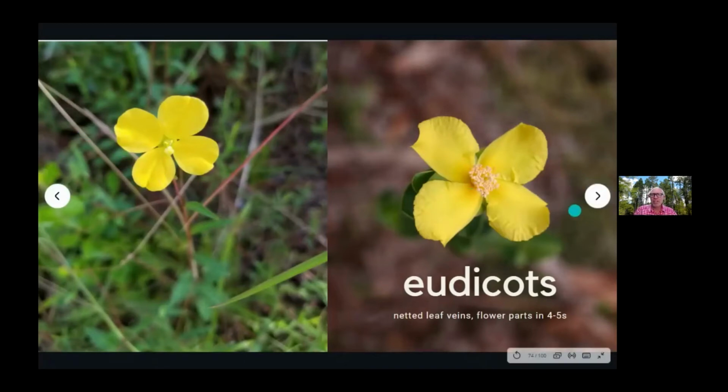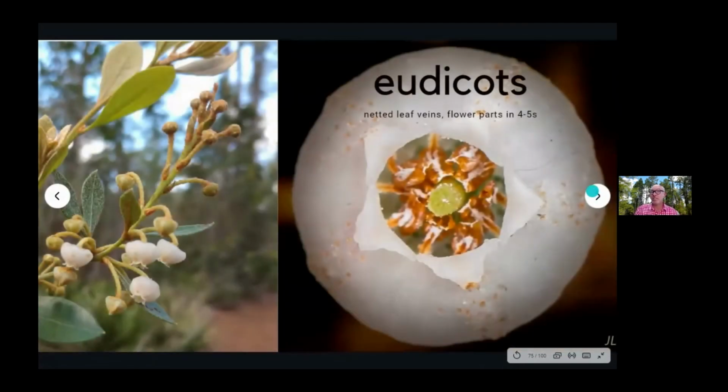Do they look different enough? Right, but they both have 4 yellow petals, but they might not be the same thing. That's starting to get into real world plant identification, isn't it? But let's just keep it simple for now. Netted leaf veins of the coastal plain Lyonia, flower parts in 4s and 5s.